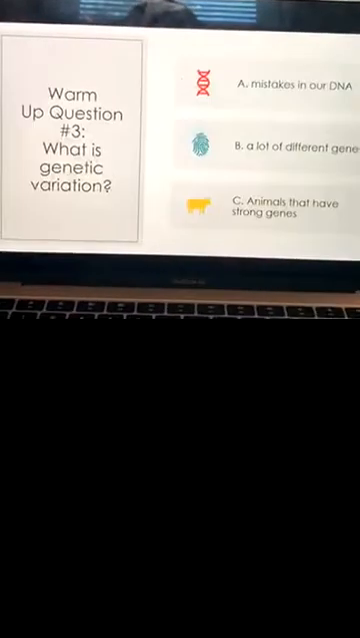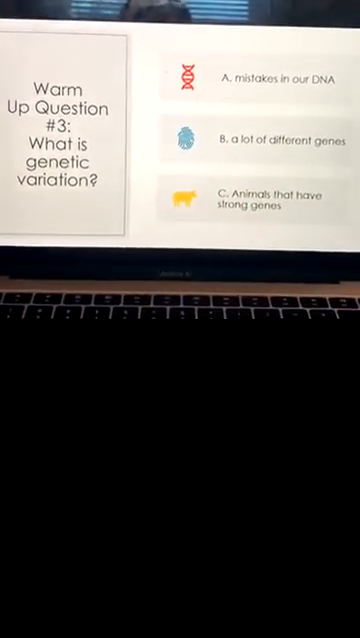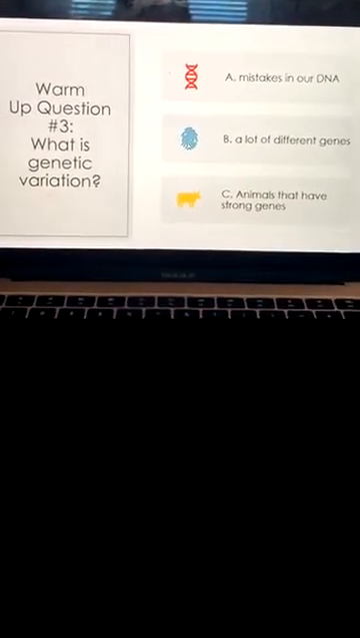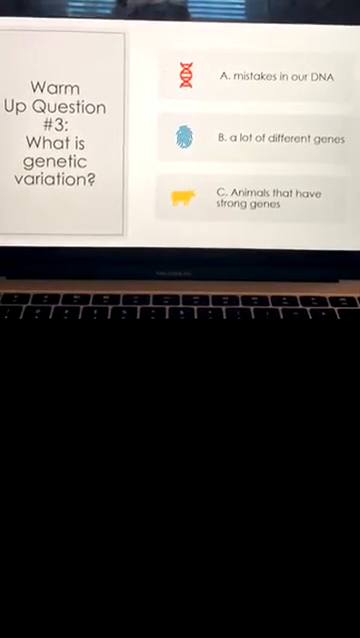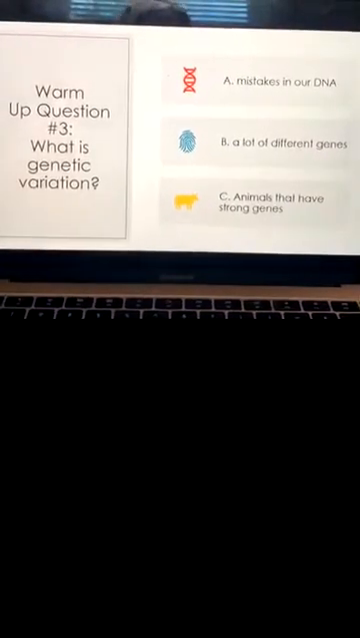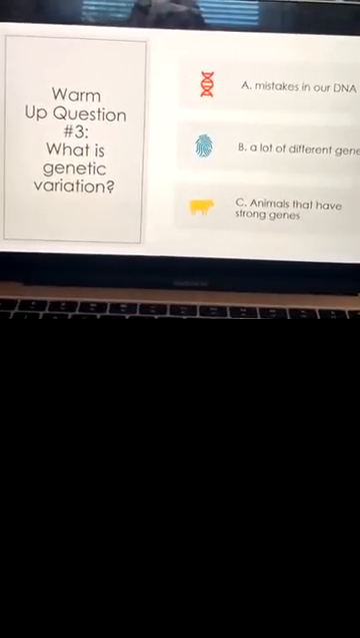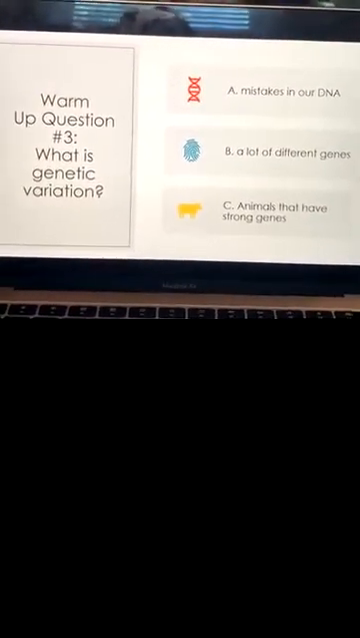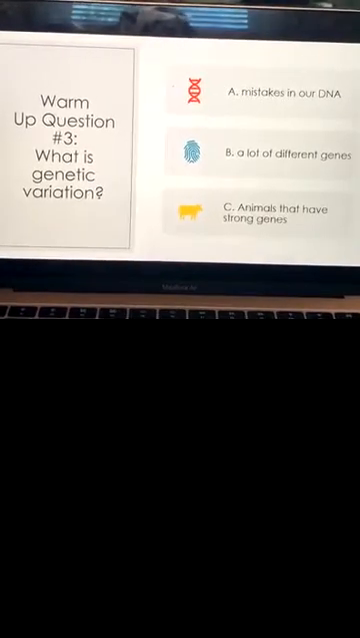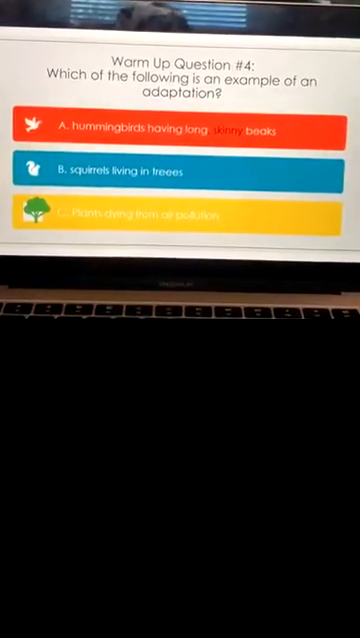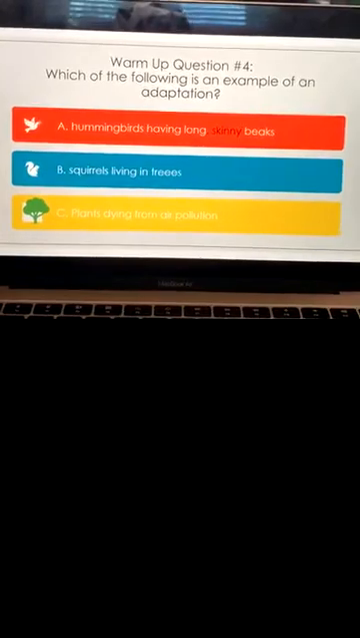Good job. Question 3 said, what is genetic variation? What answer did you choose? B. All right, B, a lot of different genes. Great job. Now, this is the question we've been going over for the last 4 classes. It's the same question. I literally copied and pasted the slide. Genetic variation is a lot of different genes. And then question number 4, which of the following is an example of an adaptation?